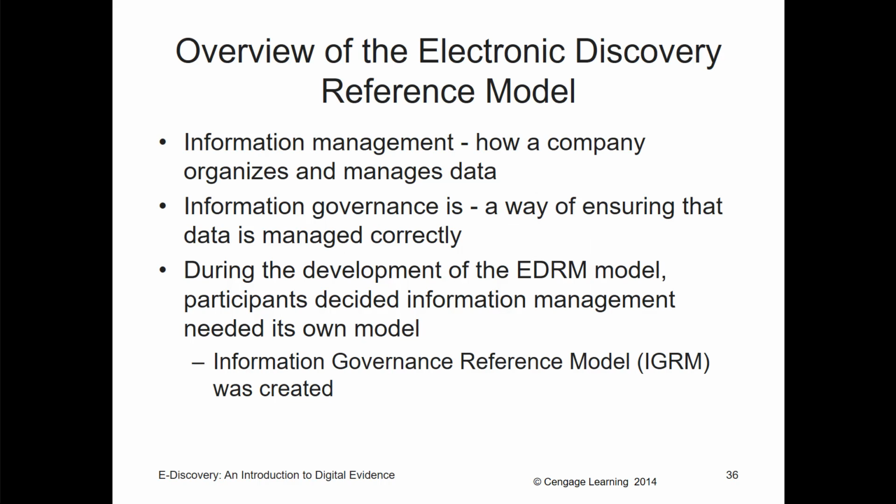Information management is how a company organizes and manages its data. Information governance is a way to ensure that data is managed correctly. During the development of the EDRM model, participants decided information management needed its own model. The Information Governance Reference Model, IGRM, was the byproduct of that. Governance plays a huge role in protecting and verifying that we are doing what we're supposed to be doing, and that it's done correctly.